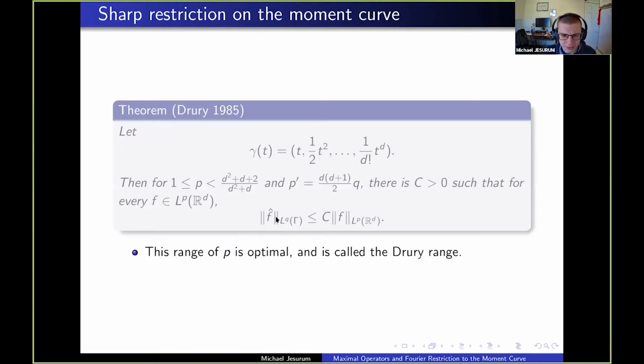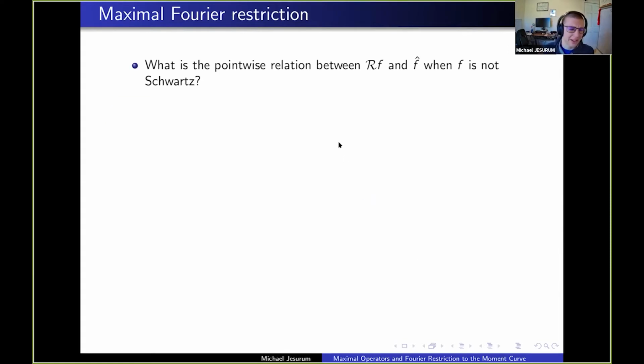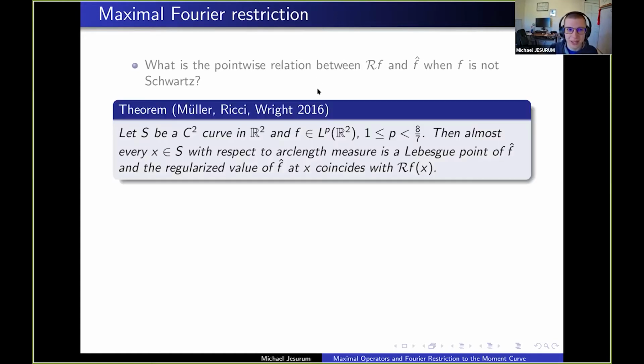Okay, so if we have this sort of inequality, f hat in L^q bounded by f in L^p like this, then we have this bounded linear operator. That doesn't really tell us much about the pointwise sense of f hat. When f hat is Schwartz, then the restriction operator has to match up with f hat. But when f is not Schwartz, there's this question of, well, can we still ask about the pointwise relationship?